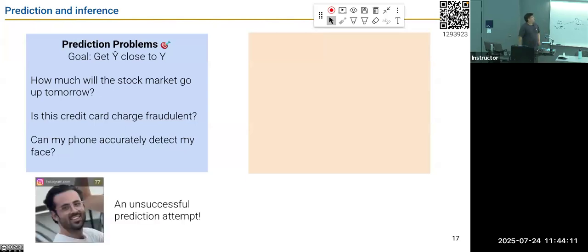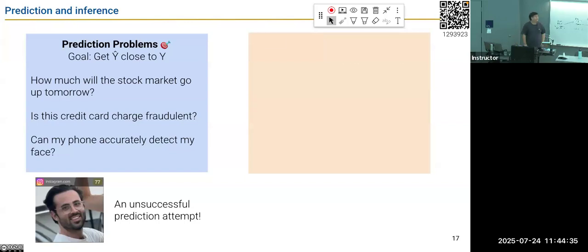Josh put his face into one of those websites where it searches your face on the internet, and it thinks he's this guy on Instagram. This is not him, by the way. But anyways, this is a bad prediction outcome, but still, the goal is to predict who this face is.